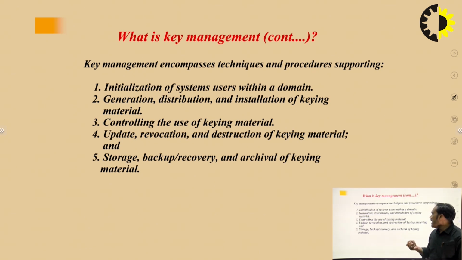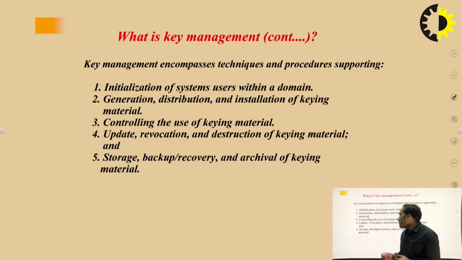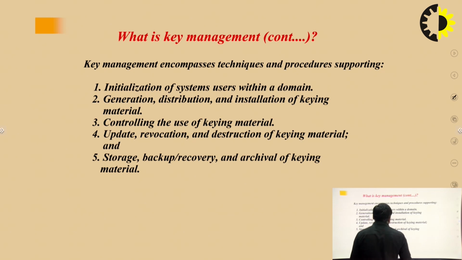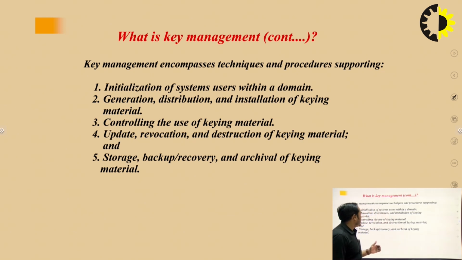Distribution is a requirement, and installation of the key material is also a requirement for the communication. So this is the second point. Now the third point is controlling the use of key material. If I want to communicate with another person, then definitely the key material which I am going to use must be controlled. Now the next point is update, revocation and destruction of the key material between the people, between the agreement. Now the last one is the storage, backup, recovery and archival of the key material.